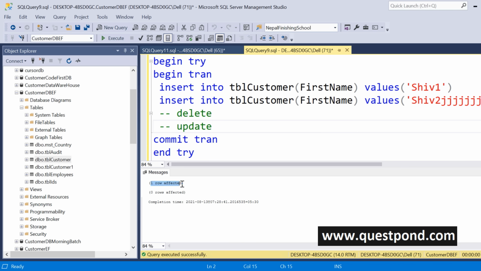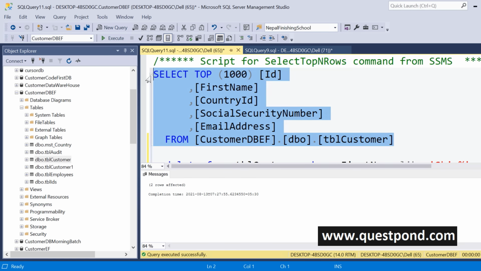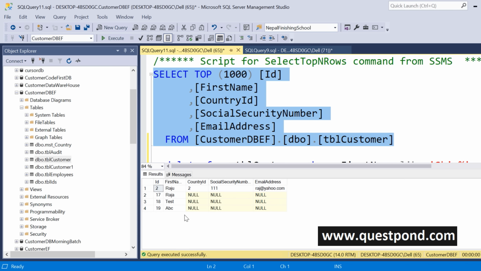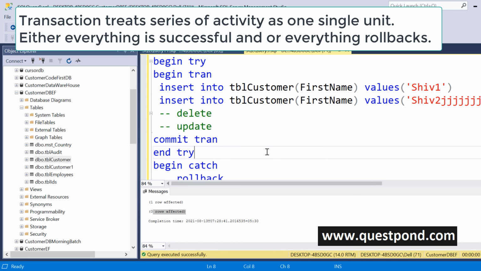So it made an insert. So this one row affected was this one, but later on there was an error out here, and because of that error it just rolled back and it said that in total 0 rows have been affected. So if I make a select here, Shiv1 and also Shiv2, both have not been saved successfully, right? So transaction means it treats a series of activity as one logical unit.